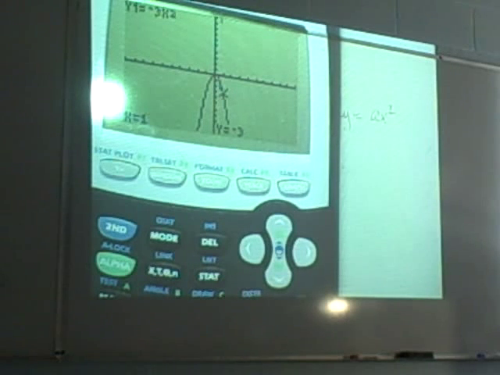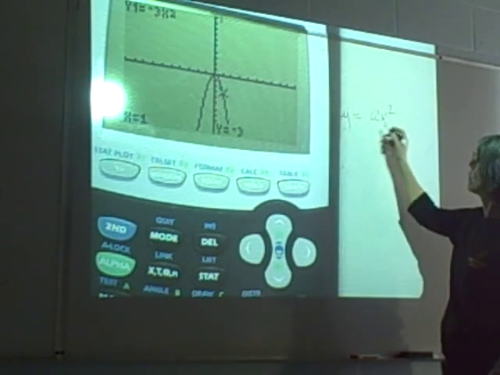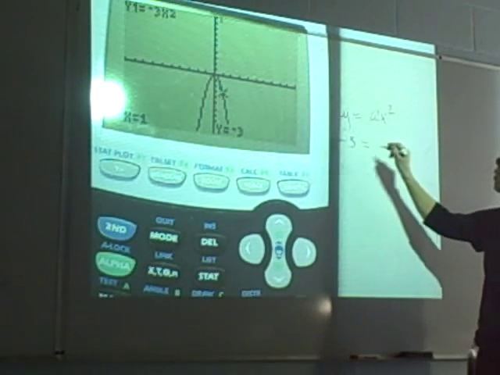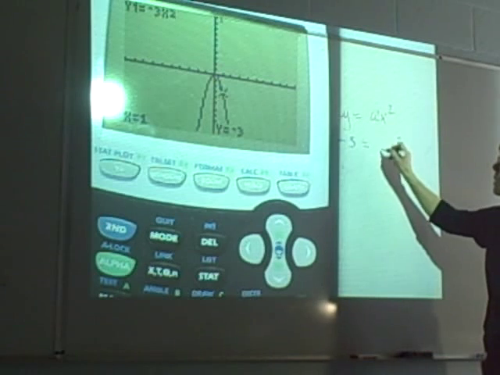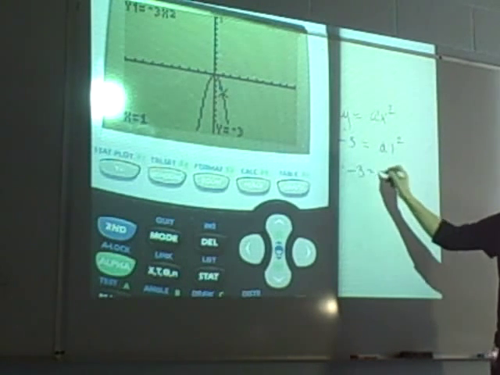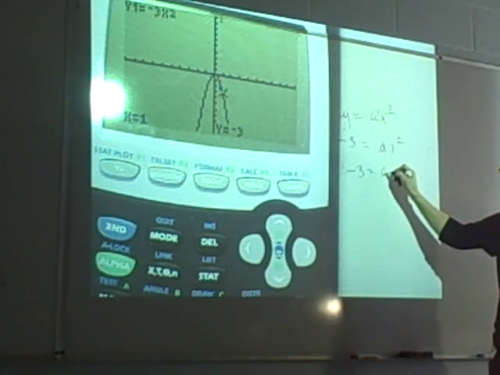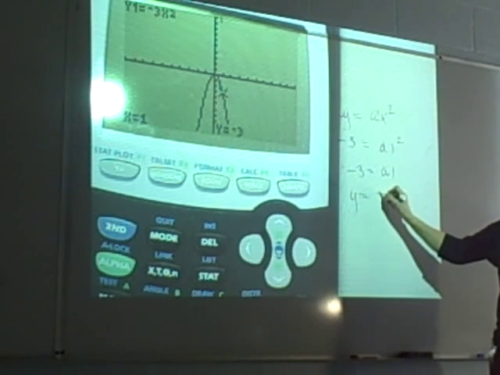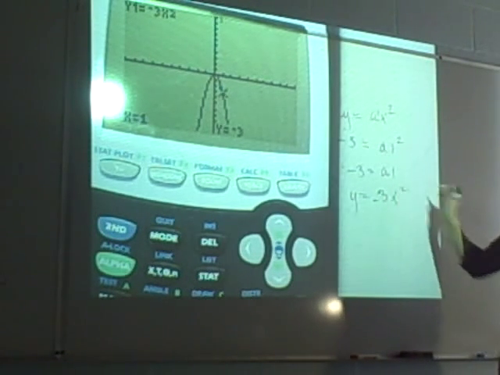So can I figure out, can I solve for A? Yes. How? You can put 1 in. Plug it in, and tell me what the equation is. So I know that y is a negative 3. I know that x squared is 1. So negative 3 is equal to a times 1, so a is negative 3. So in this case, can I write the equation? y is equal to negative 3x squared.